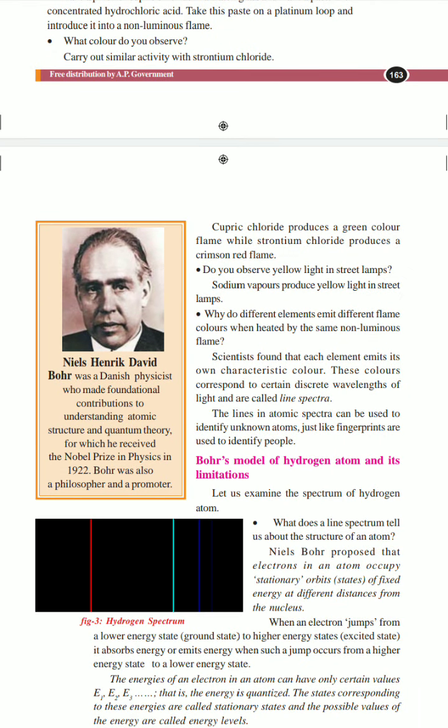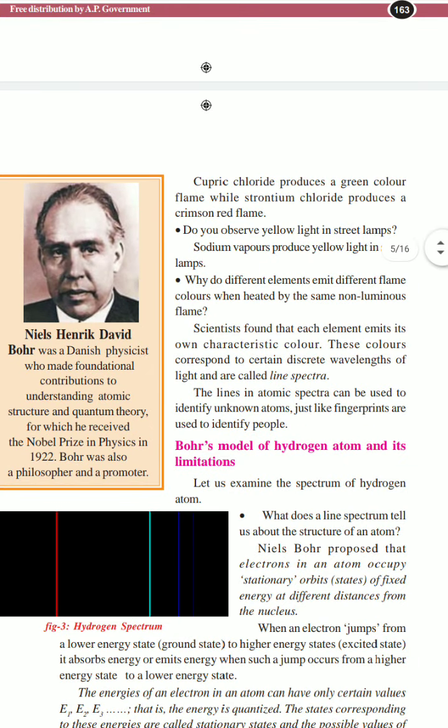In the last class, we discussed some small activities. When we add cupric chloride to concentrated hydrochloric acid and expose that paste to a low luminous flame, it gives a green color flame. And if we use strontium chloride instead of cupric chloride, we get a crimson red color. So by using different elements, we can get different colors.